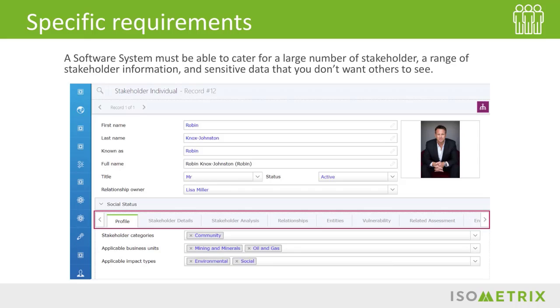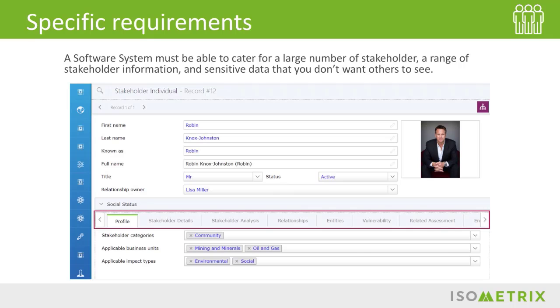Now, just focusing on some of the specifics that I believe are important in choosing or using engagement software, or where technology can certainly add value. These are things like being able to cater for a large number of stakeholders. We're all familiar with the mining or extractive industry, where there are hundreds, if not thousands, of stakeholders that you need to have visibility on. To capture all that information in the system is important, and not just basic information, but a range of information.